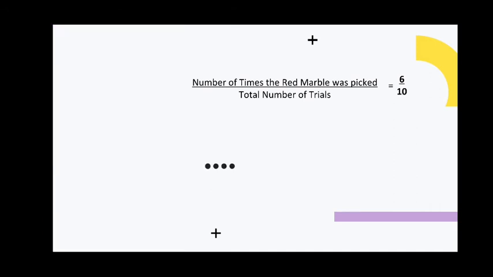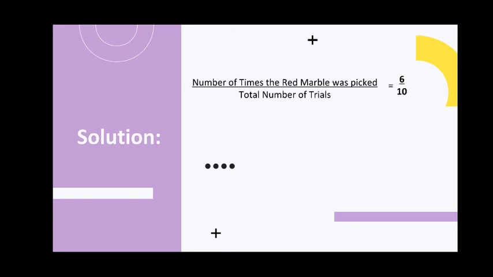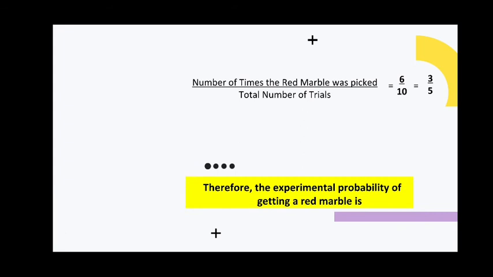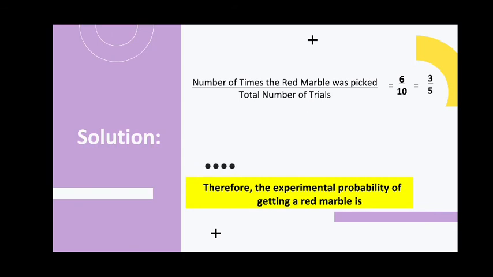Ang greatest common factor ng 6 at 10 ay 2. So, i-divide natin ang 6 at 10 by 2, which is equal to 3 over 5. Therefore, the experimental probability of getting a red marble is 3 over 5.